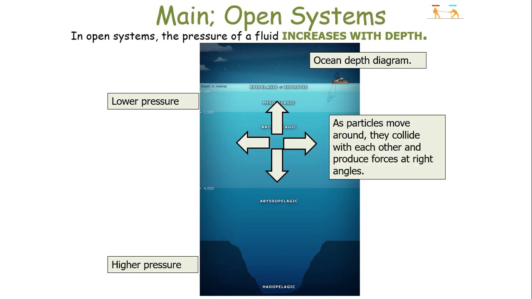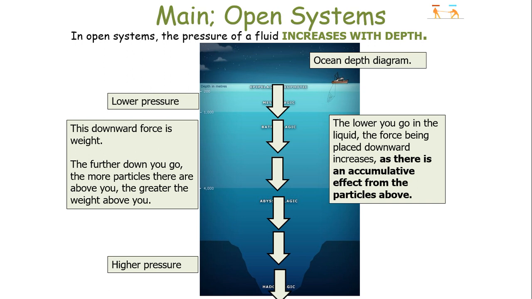As particles move around, they collide with each other and produce forces at right angles, like we mentioned before. The downward force of all these collisions is weight, and the further down you go, the more particles there are above you, so the greater the force of weight pushing down. Therefore there's a high pressure at the bottom of the ocean and a low pressure at the top, because the lower you go in a liquid, the force placed downwards increases as an accumulative effect from the particles above.